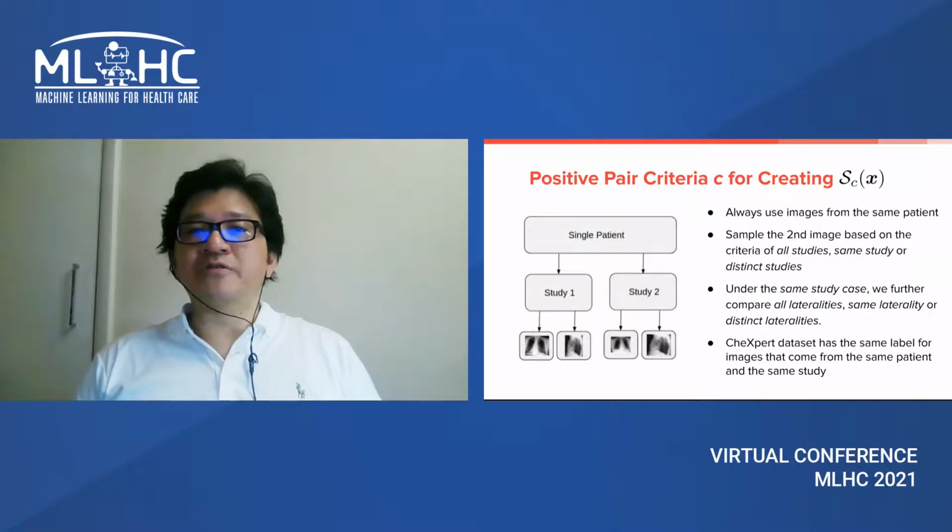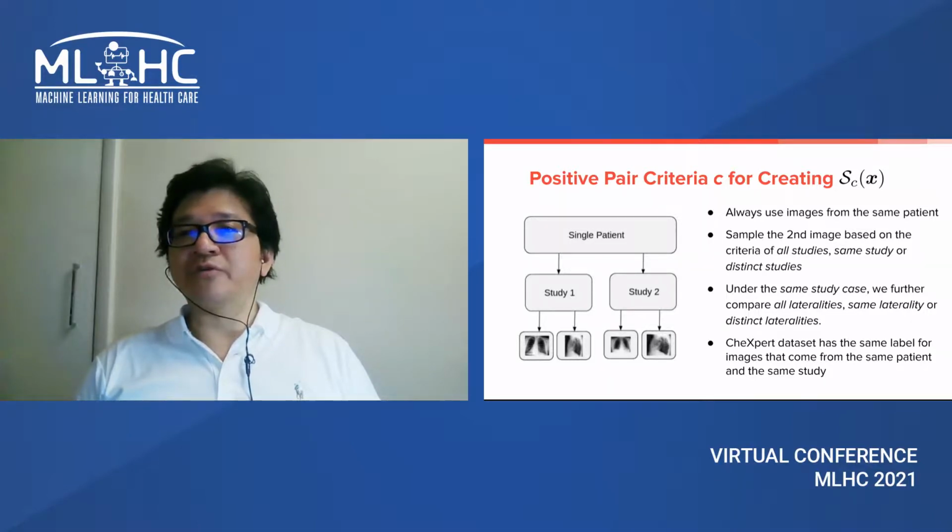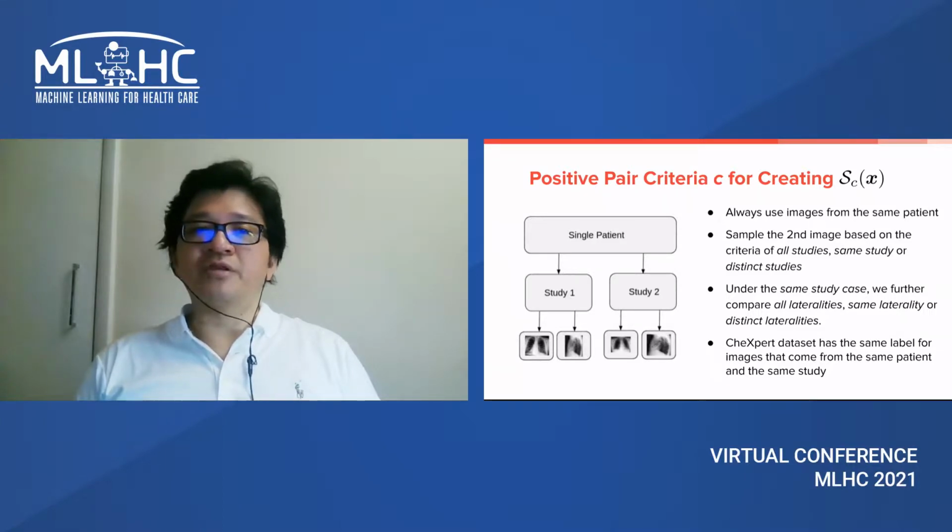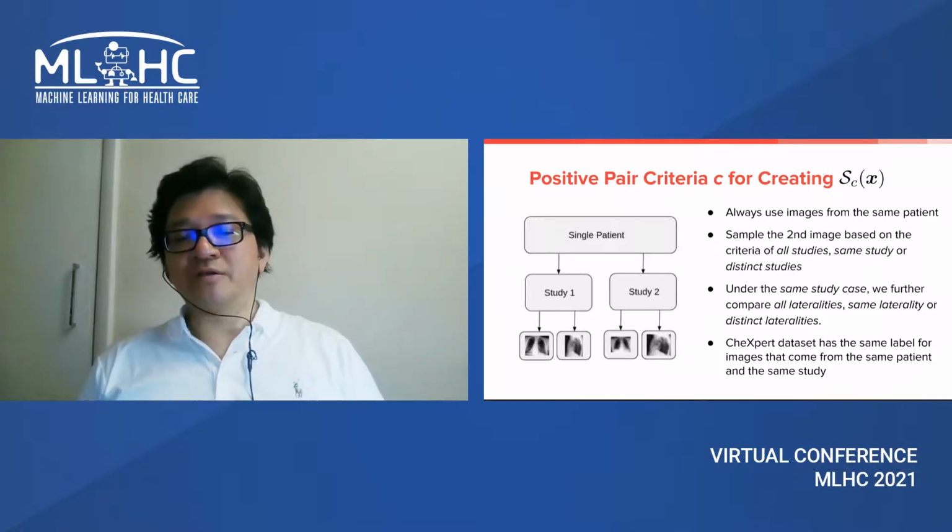We experiment with different criteria. For example, the second image in a positive pair, C of X, always comes from the same patient as the first image, but we further vary the criterion C to same study, distinct study, or all studies. Under the same study criterion, we further divide the criterion into same laterality, distinct laterality, or all lateralities.